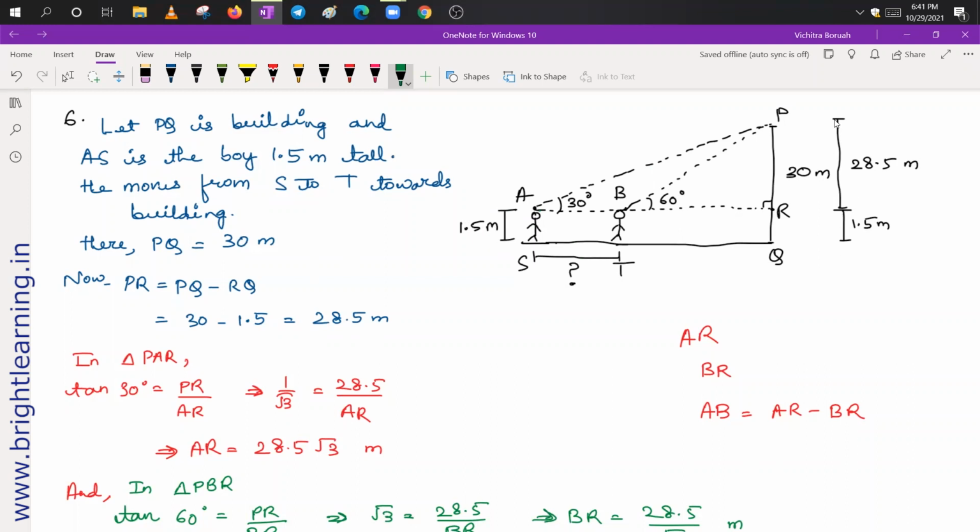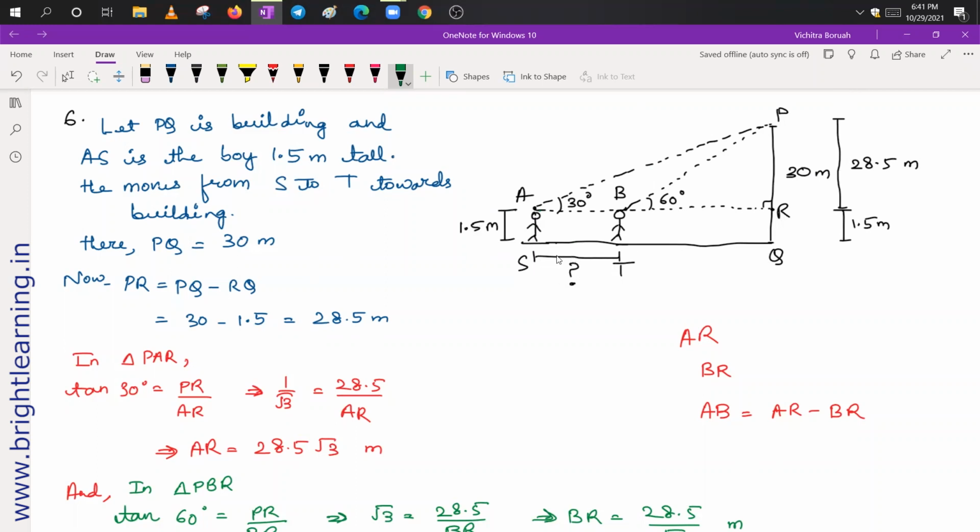So what will be the length of this part, that is PR? It will be equal to 30 minus 1.5, that is 28.5. So if this is 1.5, this will be 28.5. Okay, so this is the figure. So now next we have to find this distance.